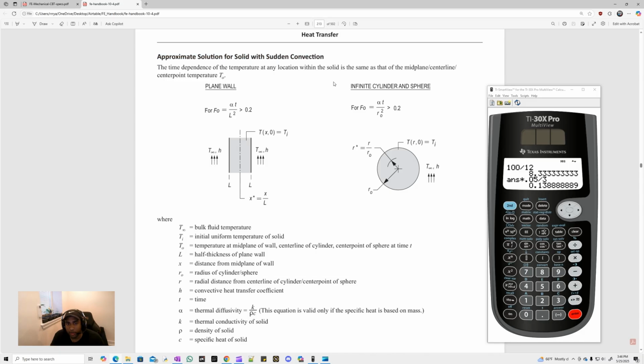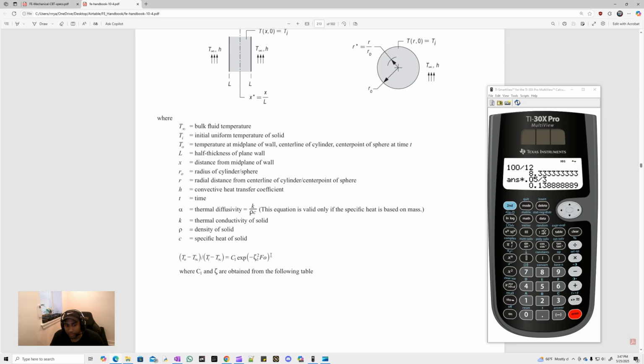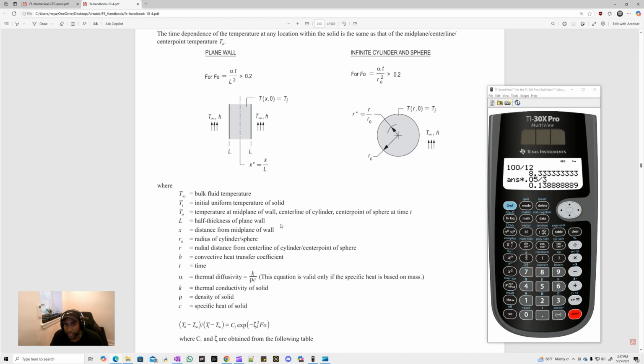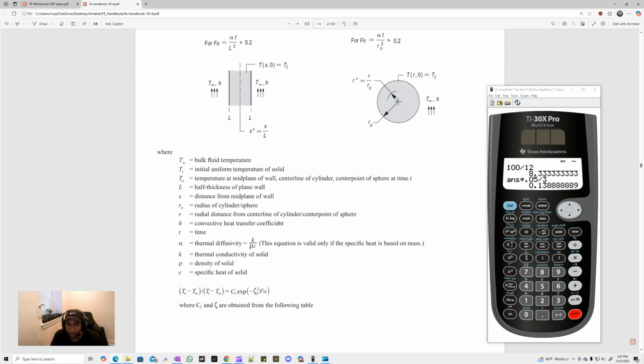And what we're seeing here is that we have a few different shapes, a few different options, and the form of the equation is pretty similar. The only thing now is that we have to find these constants C1 and zeta 1, as well as there's a Fourier number. That's a dimensionless term in here as well. But it's a similar form to the lumped capacitance, but we have to check some tables here.